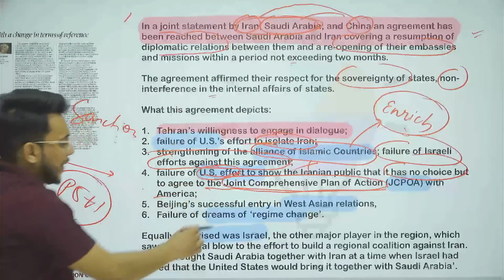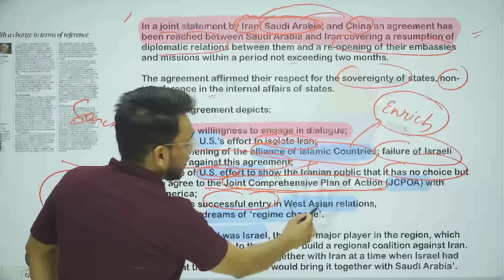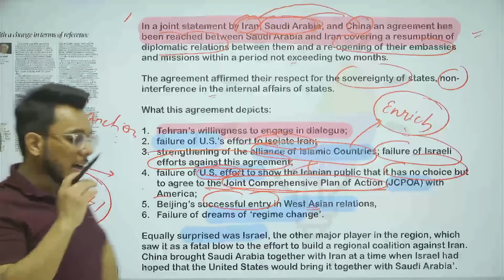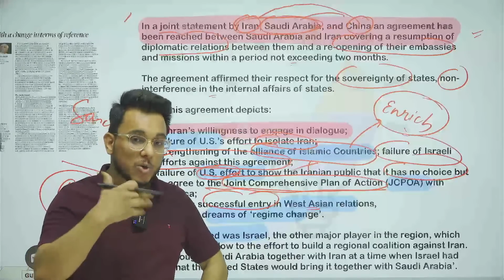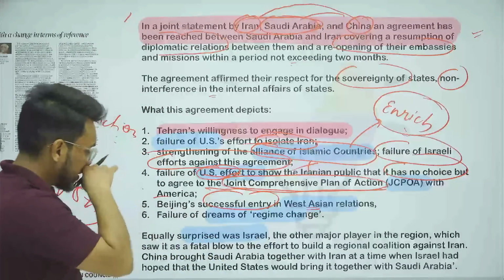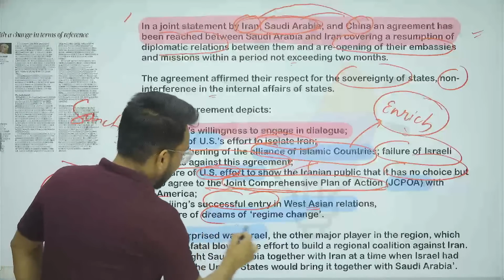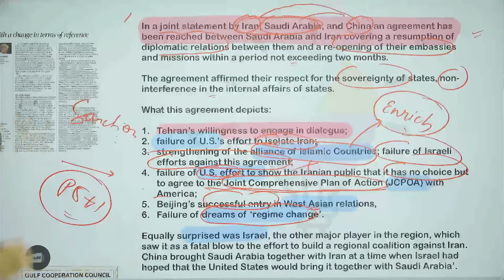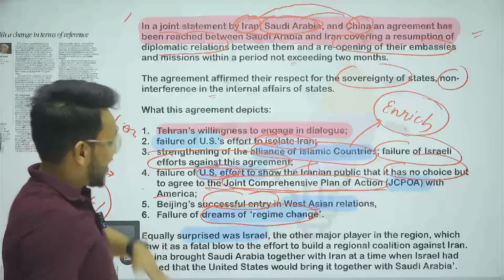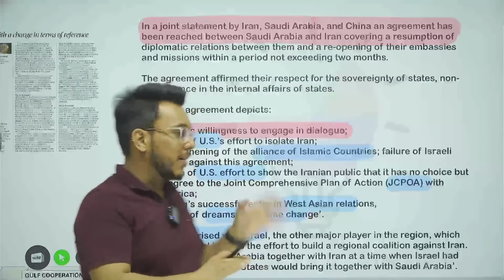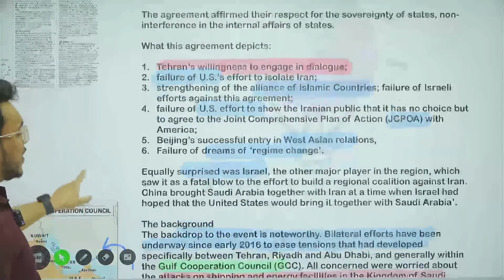Then, Beijing's successful entry in West Asia. So guys, understand this: earlier, who was the negotiator in West Asia? It was the USA, but now it shows the entry of China into this space. Then, the failure of dreams of regime change. It has been said that the US always wants to change regimes suitably, but this is a kind of failure because China has now come into the picture.